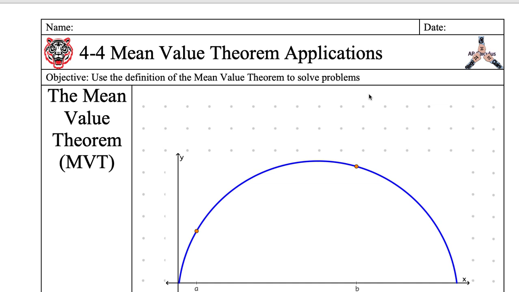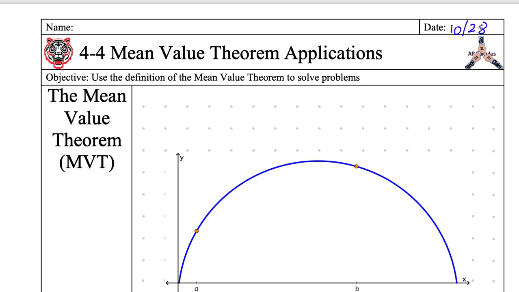All right, so we are on lesson 4-4 for AP Calculus. Today's date is Monday, October 28th, 2019. Mean value theorem applications is the name of the game.